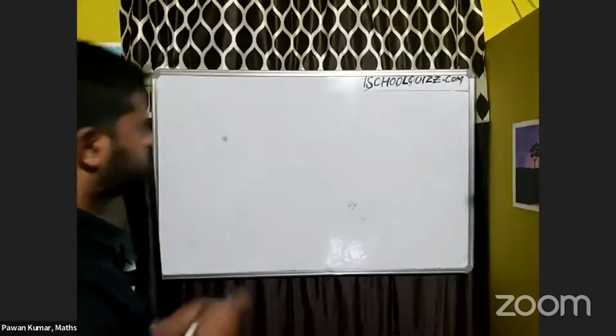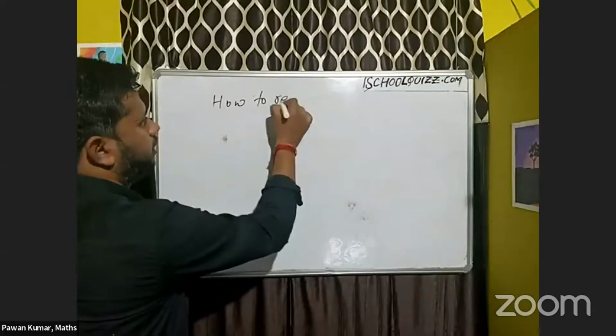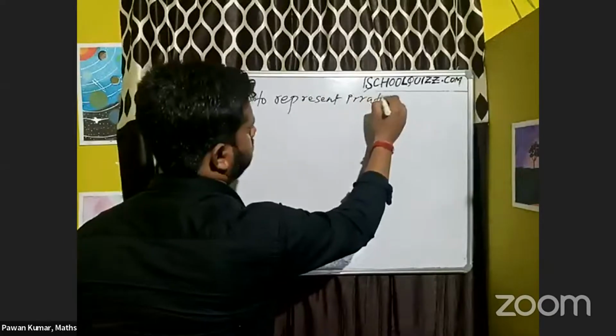Anything? How to represent an irrational number on the number line? Okay. How to represent a rational number? No, sir, irrational. Irrational number. Okay. Represent irrational number.